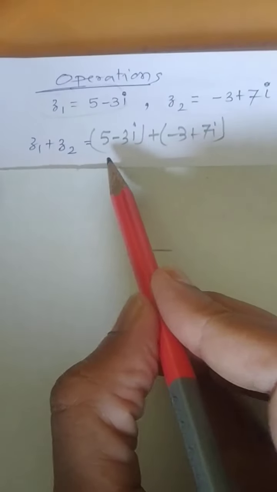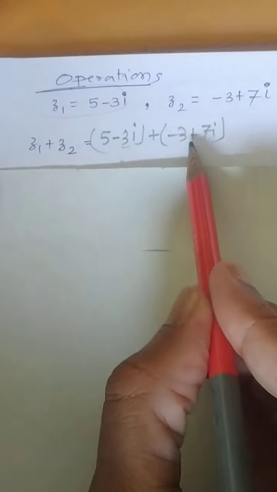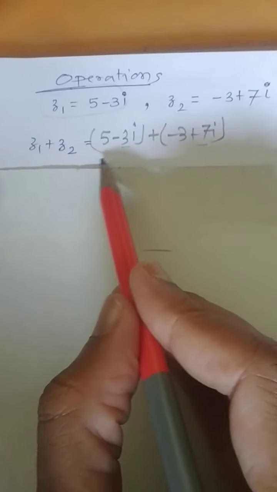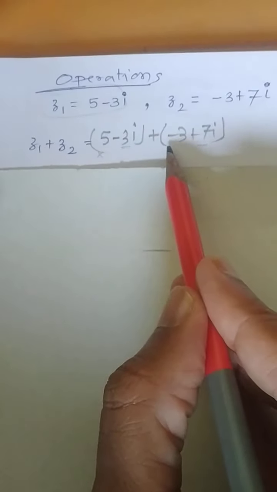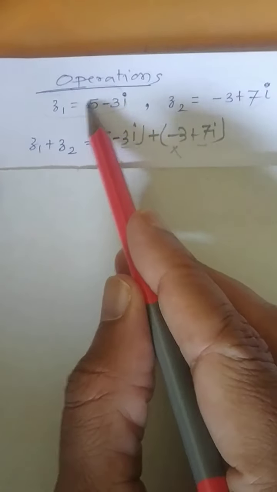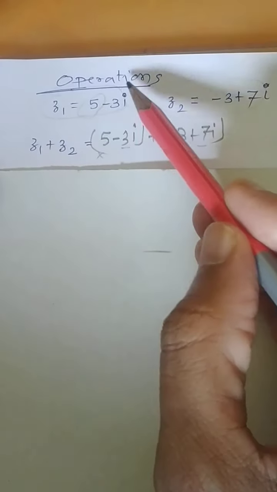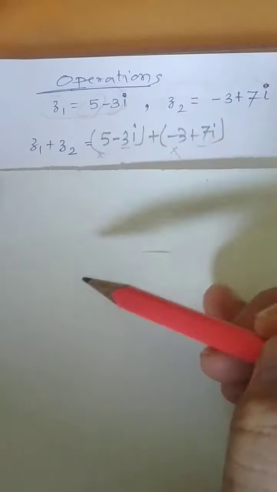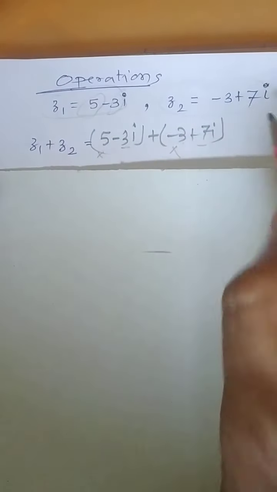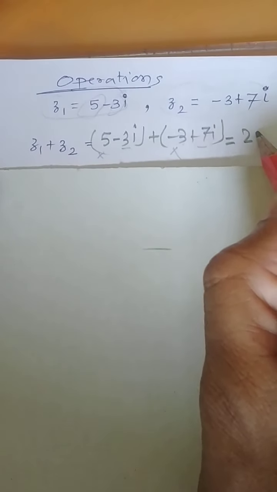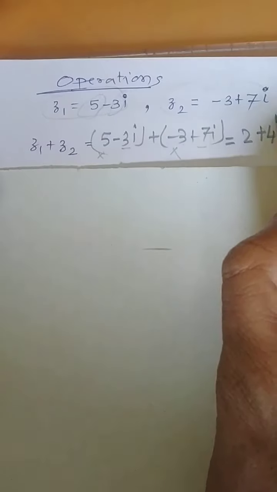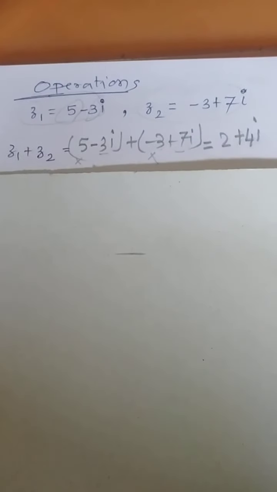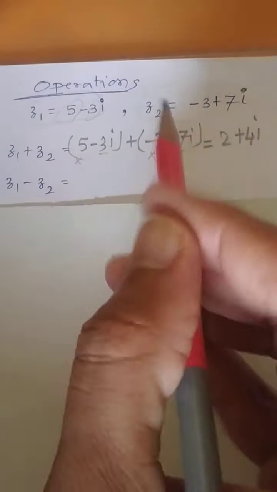What to do? The numbers which are along with the i have to be added separately, and the simple numbers separately. This part is called the real part, which we will be discussing afterward, and this part is called the complex part. So 5 and minus 3 will give you 2, and over here it will be 4i. Is it comfortable?